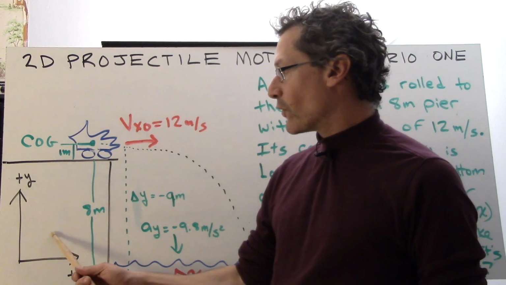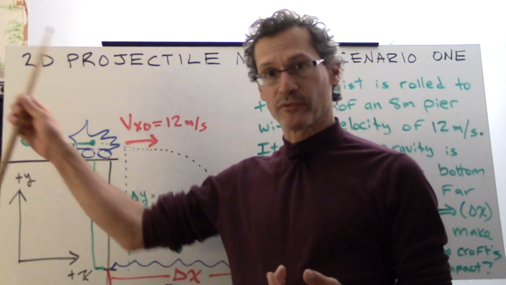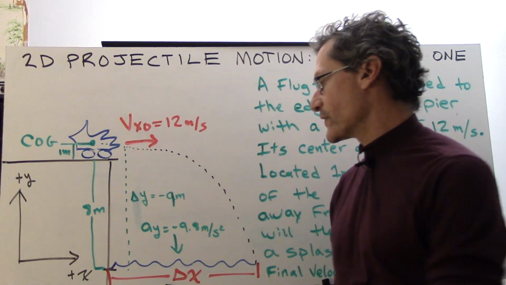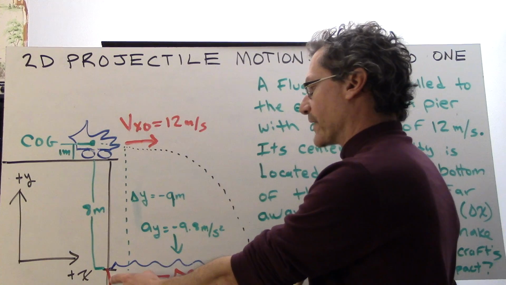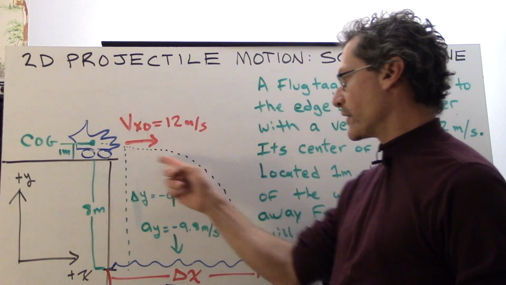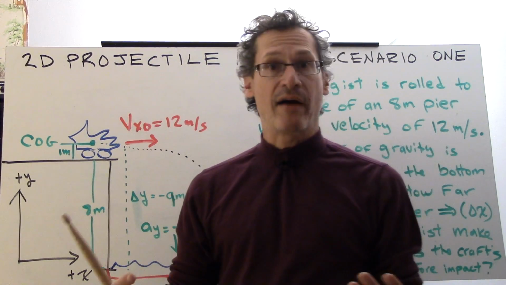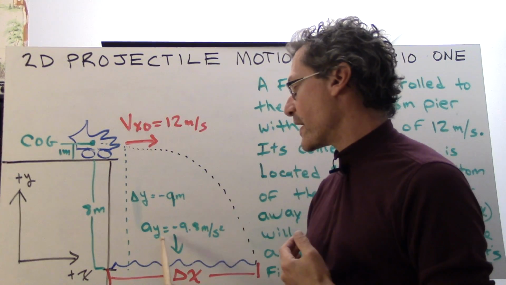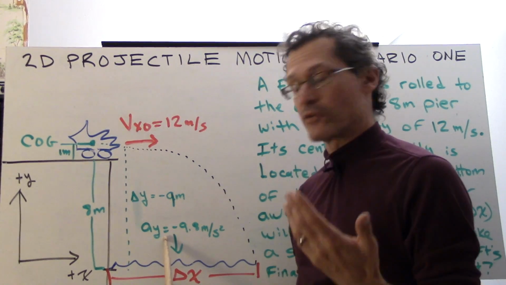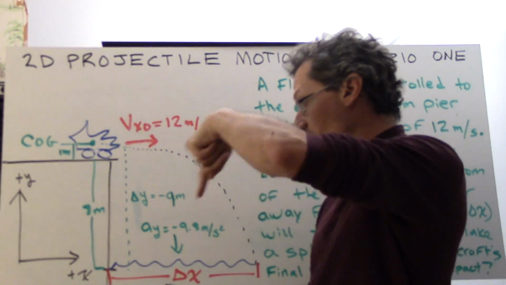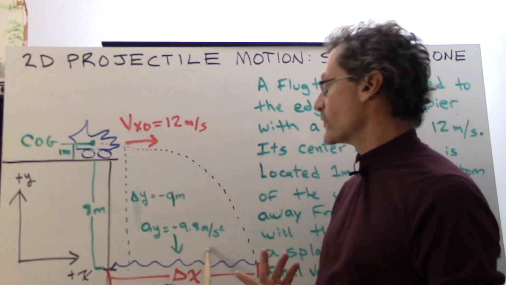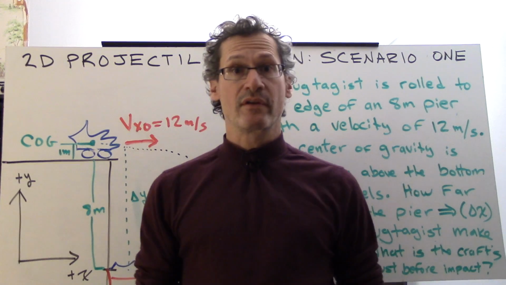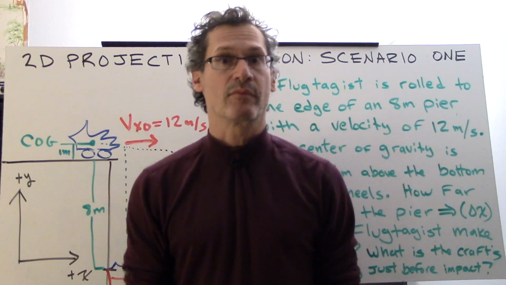And I've got my coordinate system set up here so that we know the up direction is positive for y, to the right is positive for x. We want to know what this range is, delta x. How far is the Flugtag going to go in this characteristic half-a-parabola pattern? We also know one more piece of information, and that is the acceleration in the y direction, because of our coordinate system, is negative 9.8 meters per second squared. So we're going to take a look at how to solve this. First, our matrix of variables.